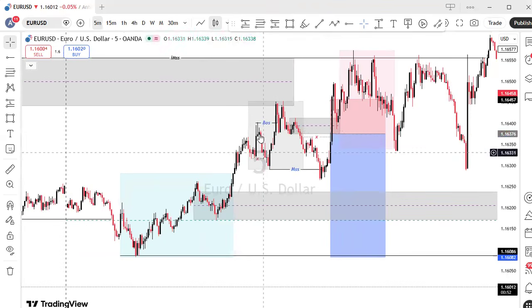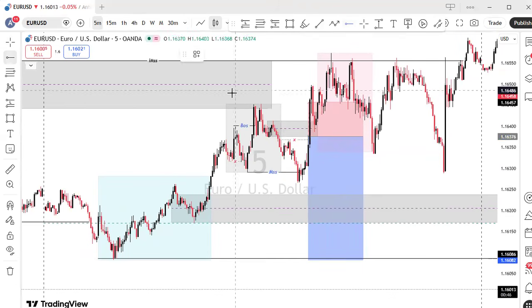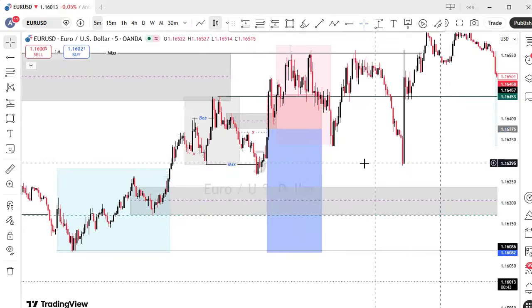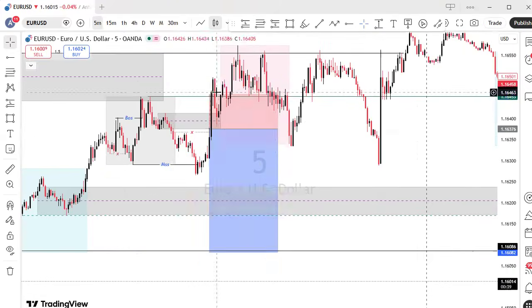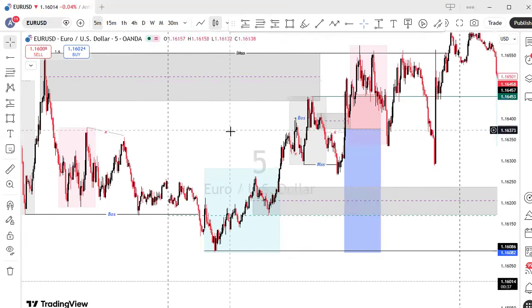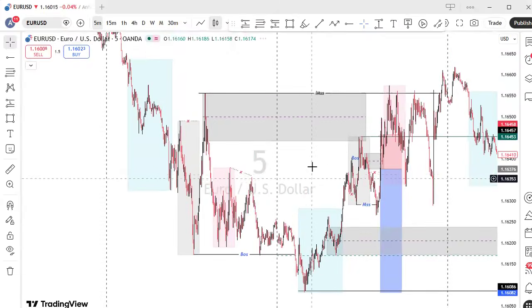And I saw a very good confirmation. You can see we have a sweep, a break, and then a change of character. And then I marked this order block here. That was my entry. Stop loss was above here. So it was a very beautiful trade actually. And unfortunately, the market came back and took me out, and I ended up getting a loss on that entry.